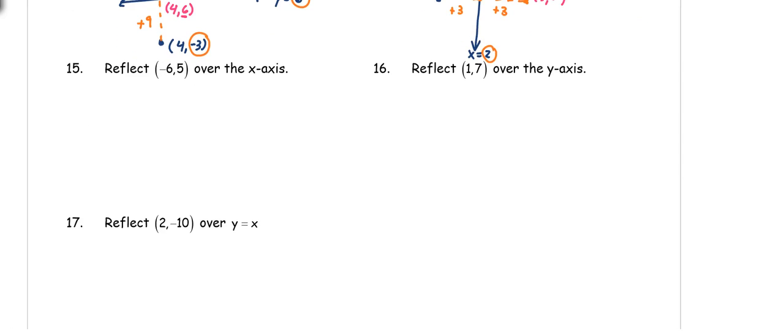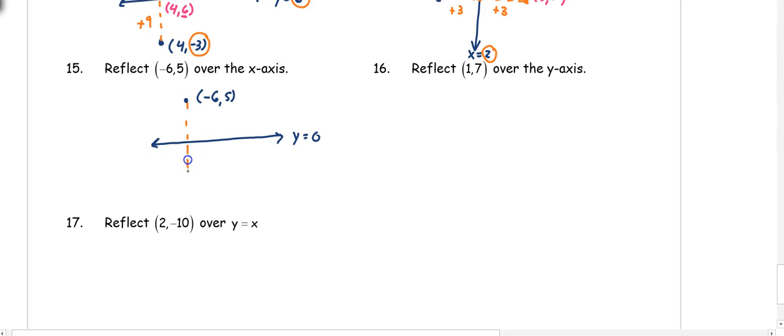Number 15, reflect over the x-axis. So x-axis, remember, is y equals 0. So if my point is negative 6, 5, I'm located above the axis somewhere. So I need to figure out how to get to that line of reflection and then go across. So since it's a y equals 0 line, because it's the x-axis, I need to look at how I get from 5 to 0. Well, I subtract 5, so then I need to do that to get to the other side.